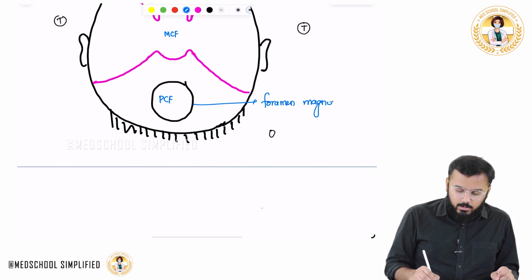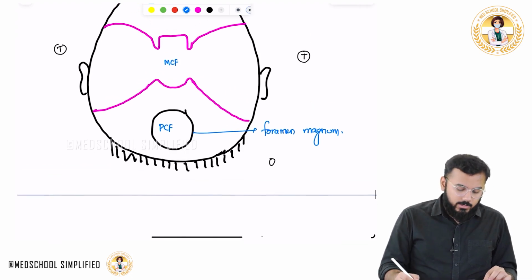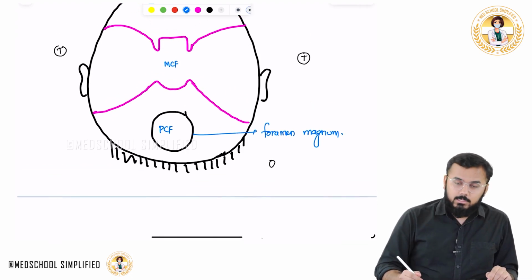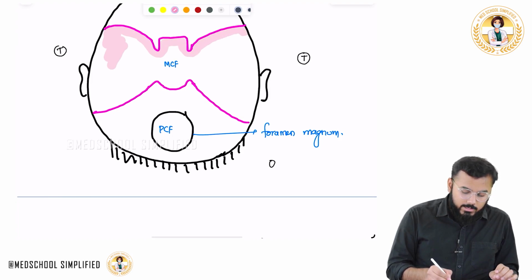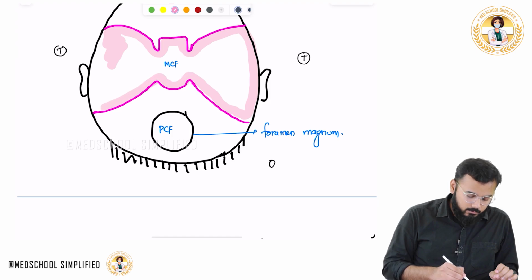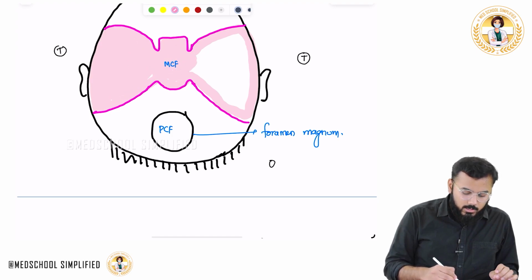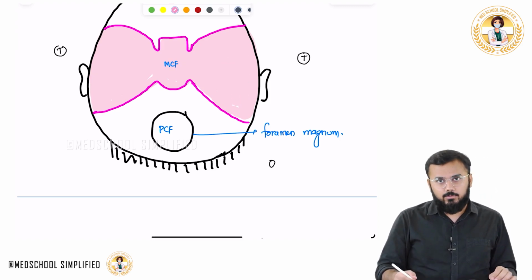Now what are the different structures you can see over here? This entire part which I am highlighting right now is nothing but your sphenoid bone. Now where is the pituitary gland located? The pituitary gland is located in the center of your sphenoid bone. So this is your middle cranial fossa.